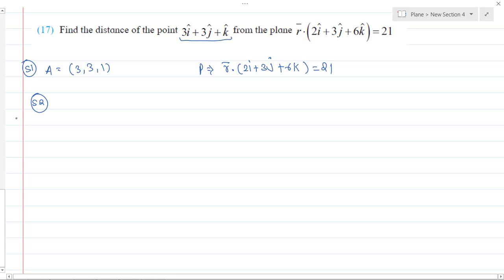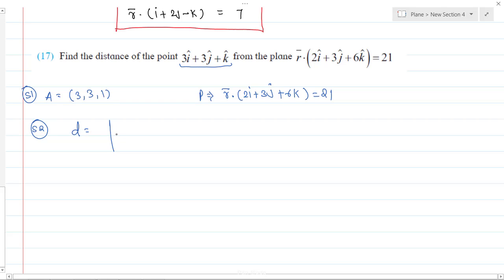See, I have given you the Cartesian form of the distance formula to find the distance of a point from the plane. The distance d is equal to the modulus of (ax1 plus by1 plus cz1 plus d) whole divided by root of a square plus b square plus c square. This is the formula for the distance of a point from the plane, and I highly recommend that you should use this formula only.